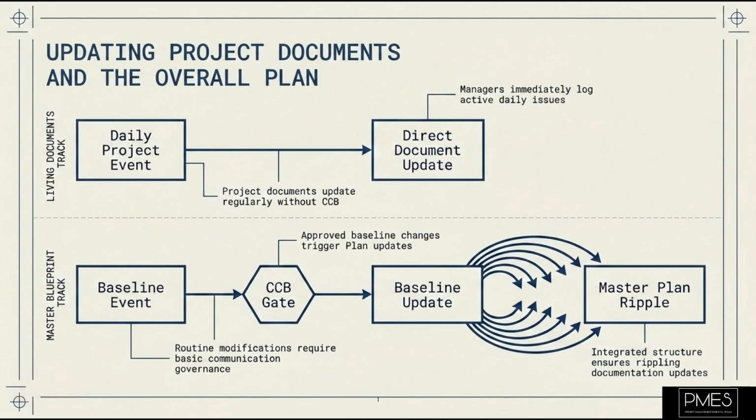However, the overall project management plan, which contains the baselines, will also be updated if a baseline changes. If a change request is approved that impacts the scope baseline, for instance, then the scope baseline itself is updated, and consequently, the relevant part of the project management plan is also updated. It is an integrated document, so changes to its core components ripple through.